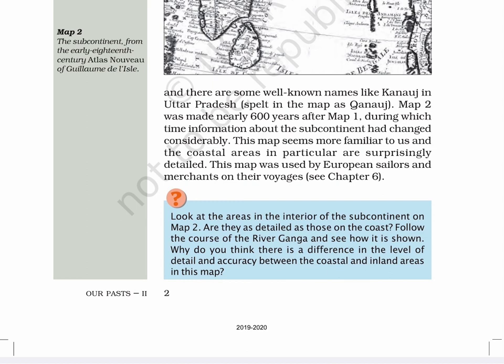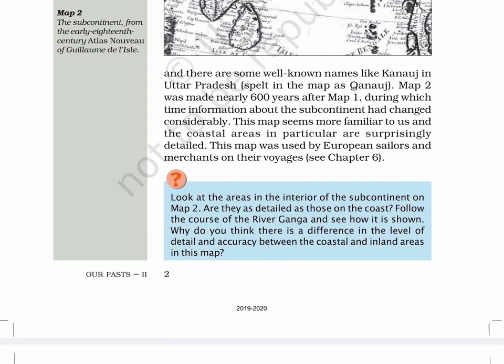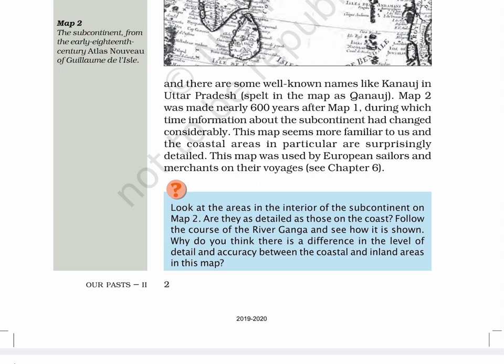On the bottom of this page, important information is provided in a blue box. Look at the areas in the interior of the subcontinent on Map 2. Are they as detailed as those on the coast? Follow the course of the river Ganga and see how it is shown. Why do you think there's a difference in the level of detail and accuracy between the coastal and inland areas in this map?